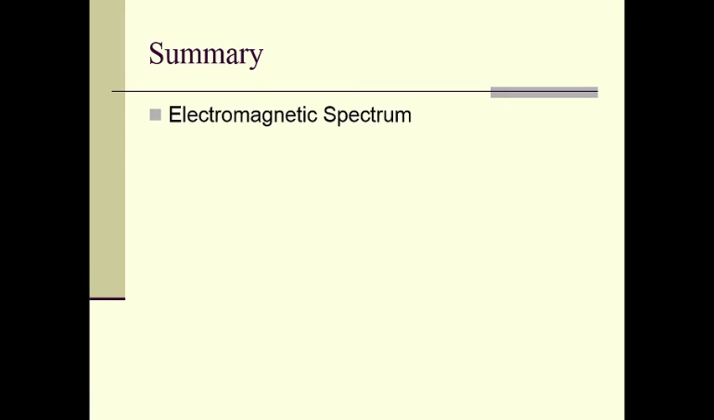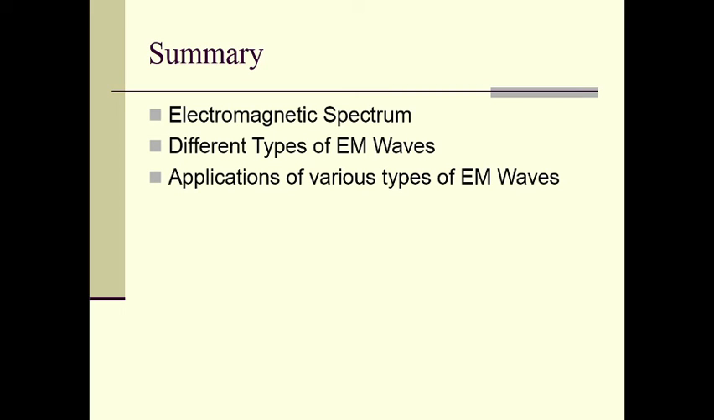So, in summary, we have studied the electromagnetic spectrum and different types of electromagnetic waves, and we have also studied the applications of various types of electromagnetic waves in detail. In the next chapter, we will study the applications of electromagnetic waves in detail. Thank you.